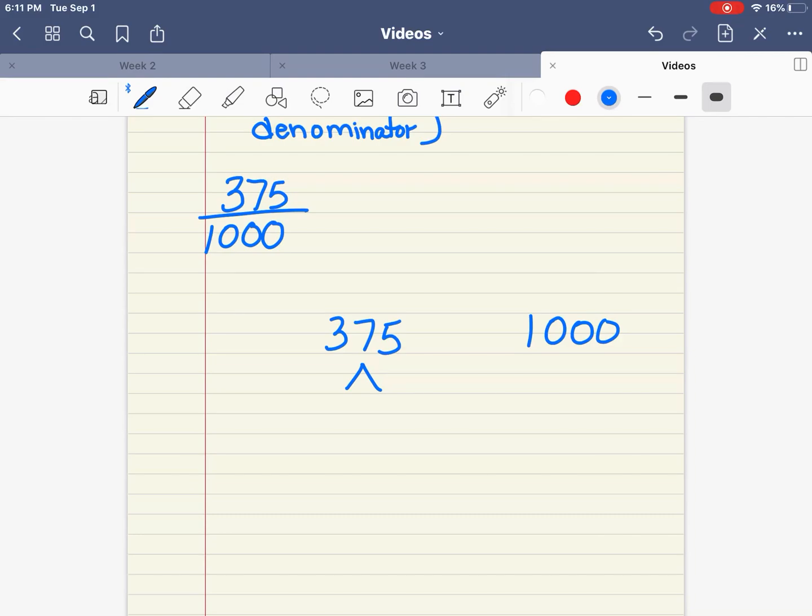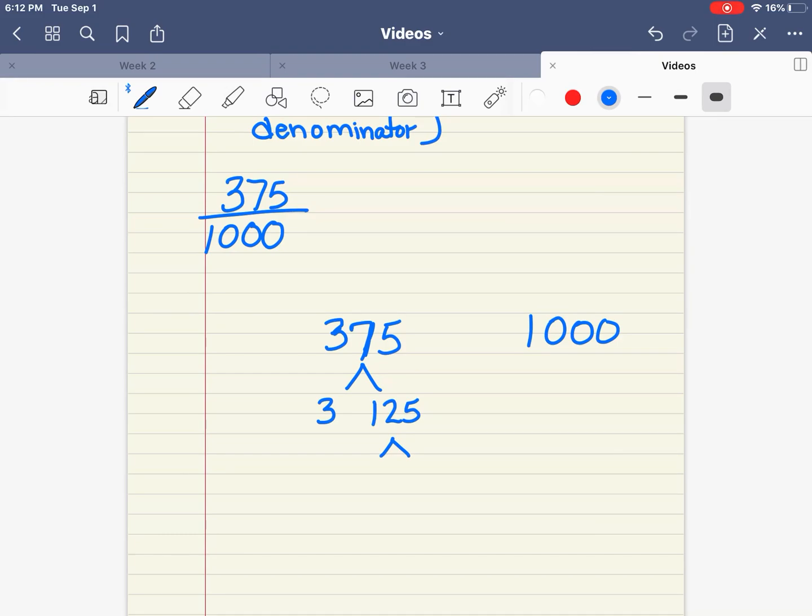The next prime number after 2 is 3. The way you can tell if a number is evenly divisible by 3 is you add up the digits in the number. So if I add 3 plus 7 plus 5, I get 15. And 15 is evenly divisible by 3, which means that 375 is also evenly divisible by 3. That's a good trick that I learned a while ago. So 3 will go into 375, I already know, 125 times.